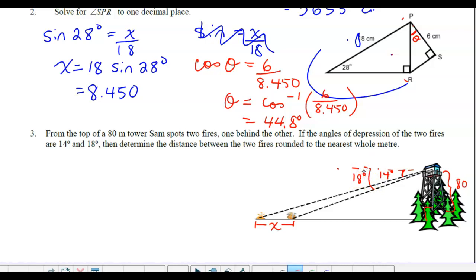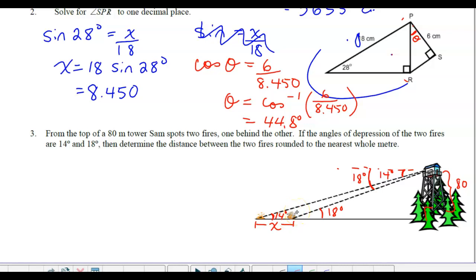Exactly. Now, those aren't in the triangles, so that doesn't help us a lot. But remember that whatever this angle is here, this 14 degrees, is going to be this angle here, 14 degrees. Whatever this angle is here is going to be this angle, so this is 18 degrees, because it forms what I call a Z. It looks like a Z. It's really because those are parallel lines. So 18 and 18, 14 and 14. Now we have our triangles.